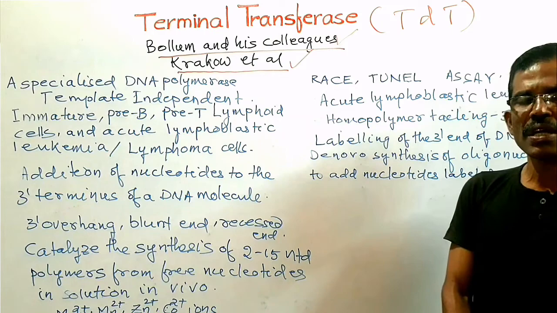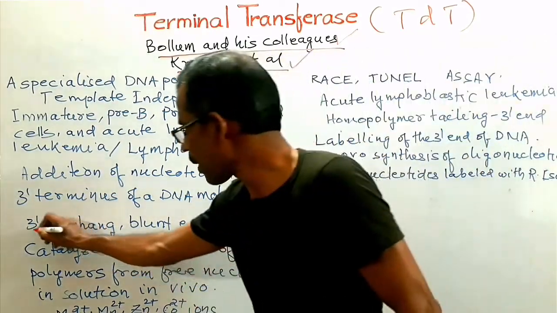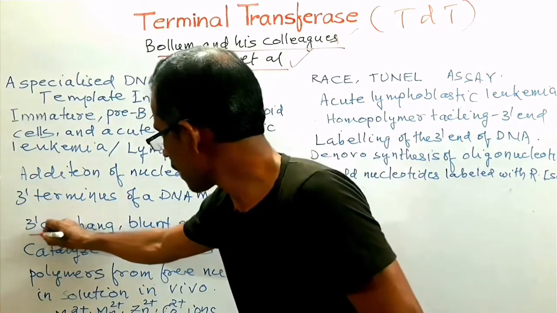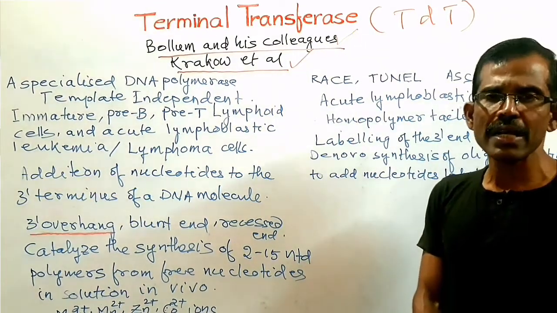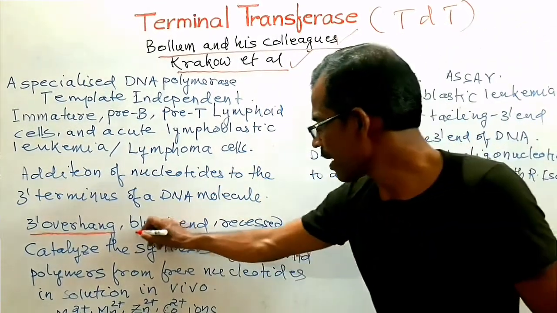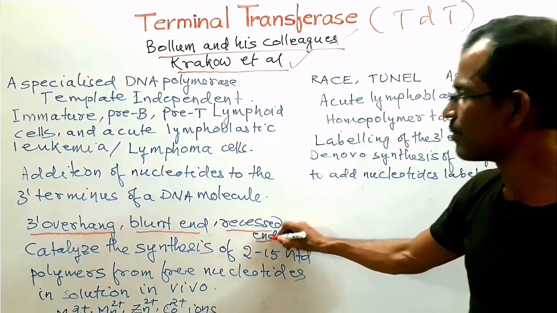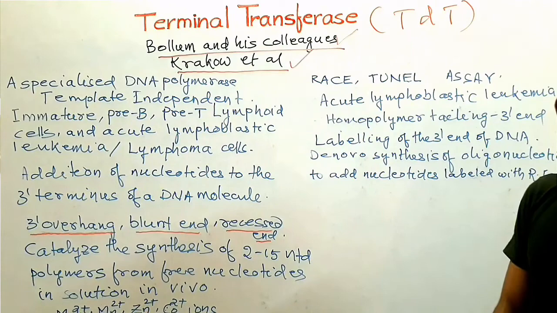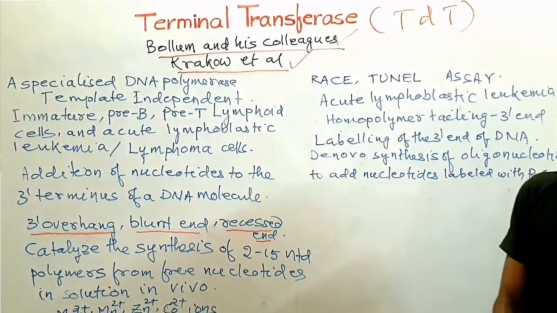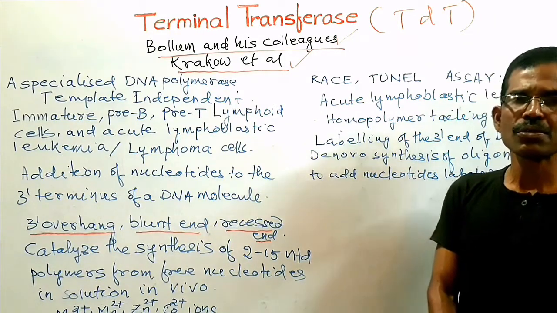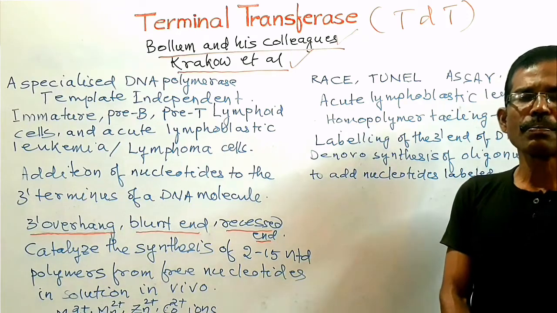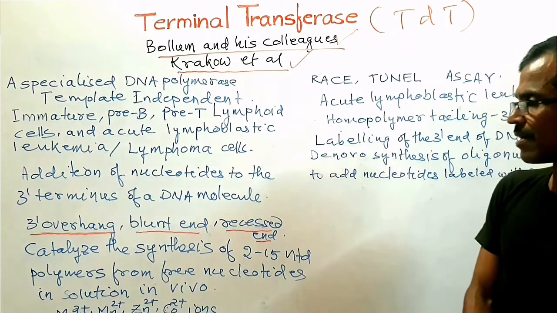The preferred substrate for this enzyme is a 3' overhang. A 3' overhang is the preferred substrate for terminal transferase to add nucleotides. This enzyme also adds nucleotides to the blunt end and to the recessed end. This enzyme is expressed in immature pre-B and pre-T lymphoid cells. This enzyme is also expressed in acute lymphoblastic leukemia and lymphoma cells.